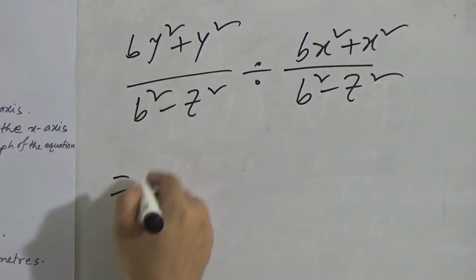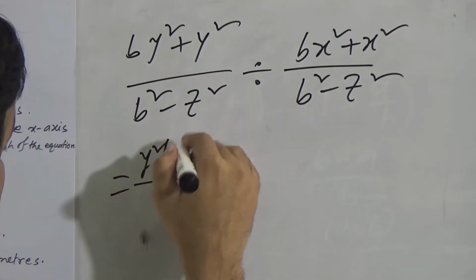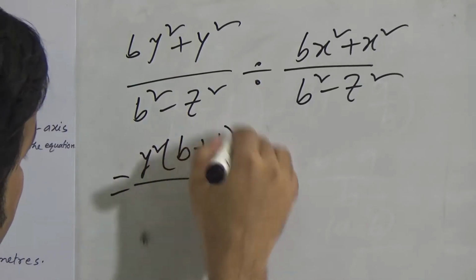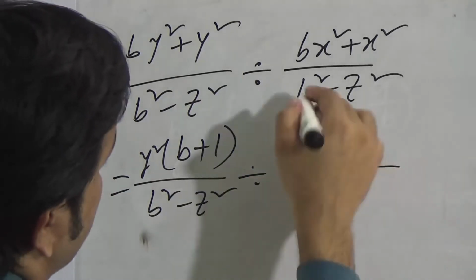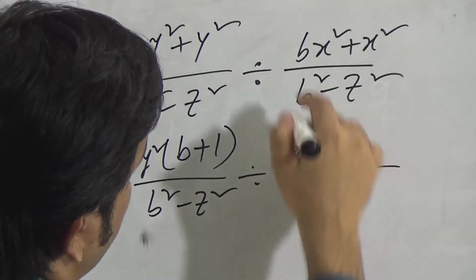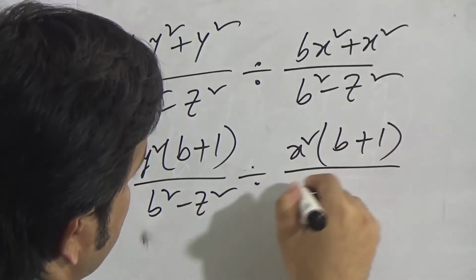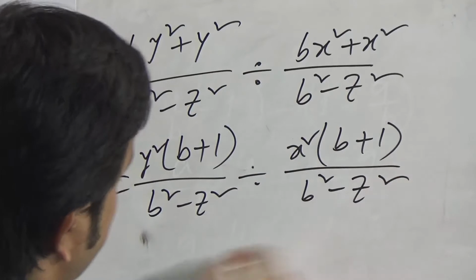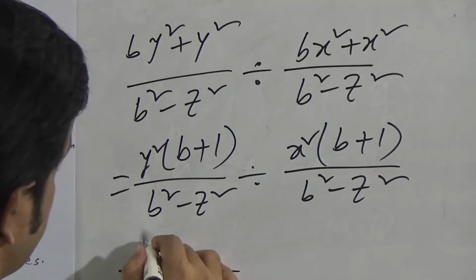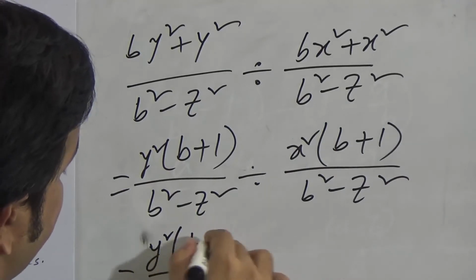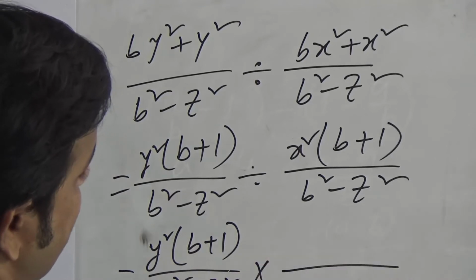Okay. Now, you can take y square as common in the numerator, it will be b plus 1. Now, b square minus z square, division, here take x square as common, you will get b plus 1. So, b square minus z square remains same. Now, we have to change the sign, division into multiplication, here y square into b plus 1, b square minus z square. Now, give it multiplication.